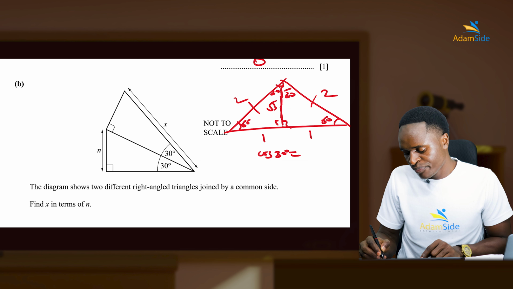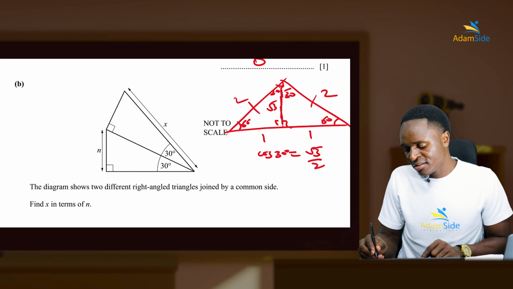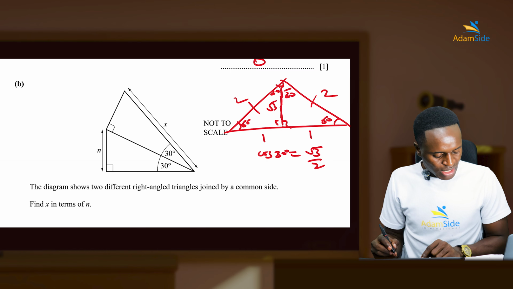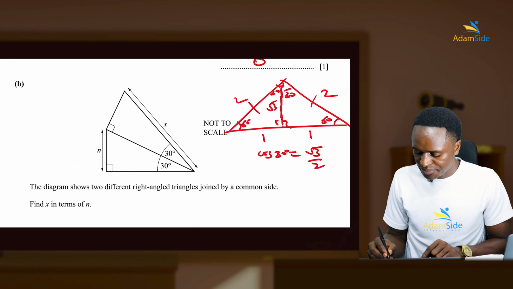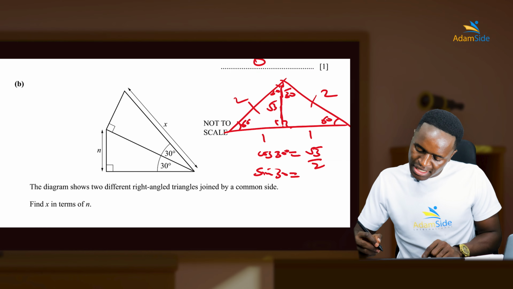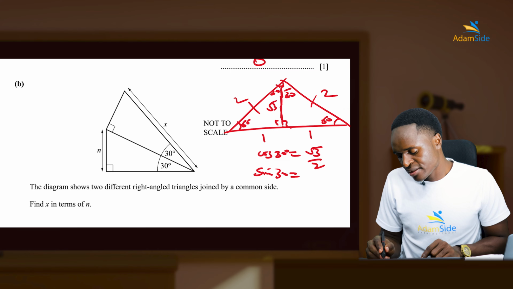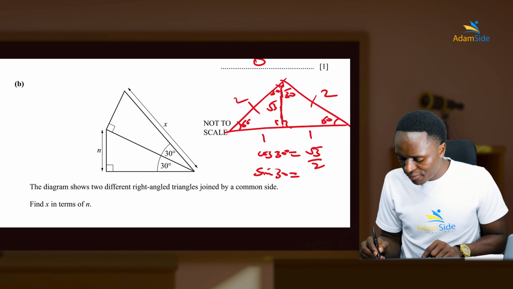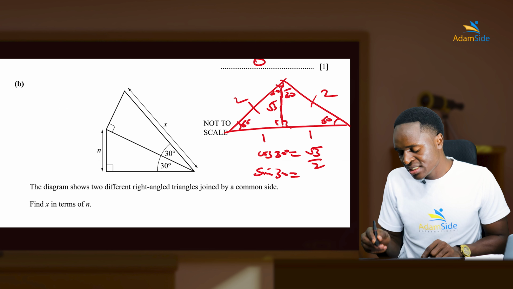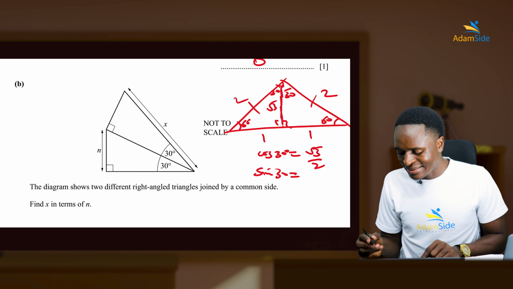Because it's this one, cos 30 will be root 3 over 2. Using the identities, root 3 over 2, because adjacent divided by hypotenuse. If they say we need sine 30, if you're looking for sine 30, sine 30 will be a half, because sine 30 is opposite divided by hypotenuse, so it's 1 over 2.